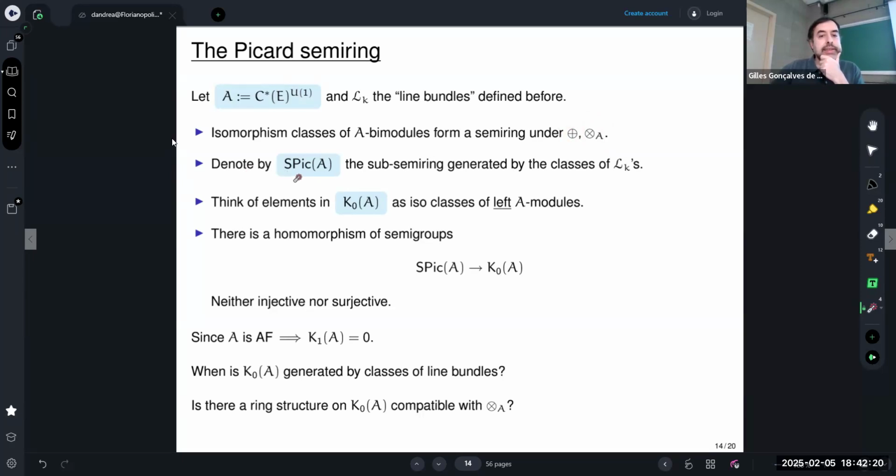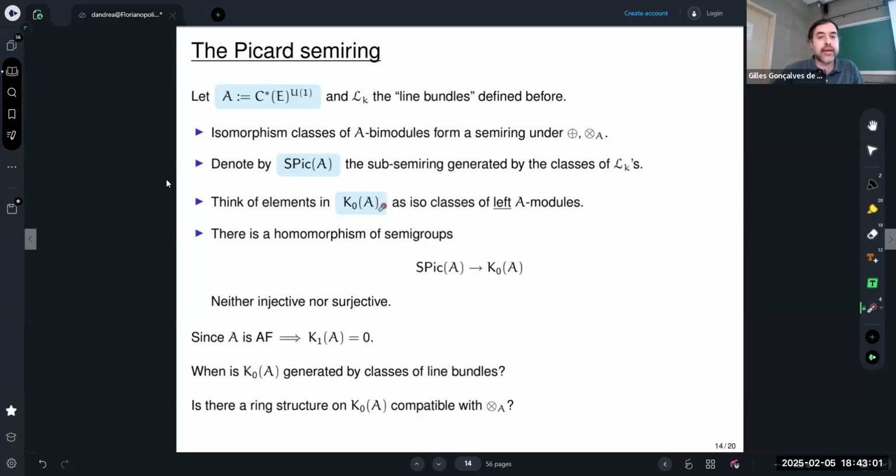This semi-ring has a sub-semi-ring, which is generated by what I will call line bundles from now on. I denote this sub-semi-ring like this. I call it the Picard semi-ring because the group under tensor product generated by line bundles is usually called the Picard group. Now, these L_k are invertible bimodules. Invertible bimodules are automatically projective and finitely generated both on the left and on the right. So they have a K-theory class, but you have to choose if you realize them as left or right modules.